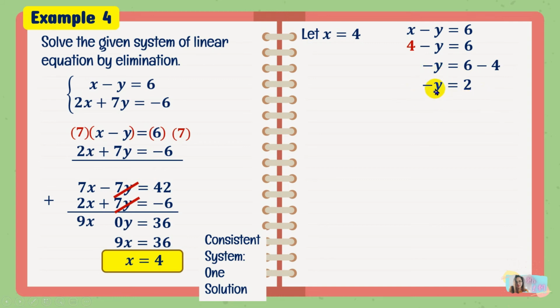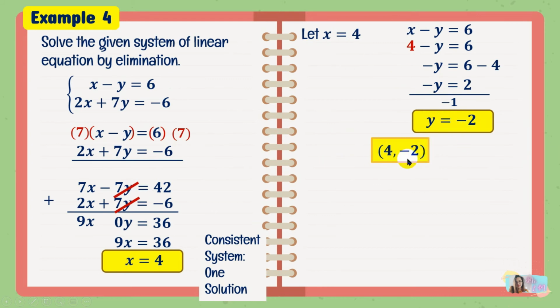And kailangan natin is positive y. What we're going to do is to divide both sides by negative 1 para maalis natin yung negative sign ni y. So, magkakaroon tayo ng y is equals to negative 2. And this will complete the ordered pair for the solution of the given system of linear equation. Ano na ang ordered pair natin? X is 4 and then y is negative 2.